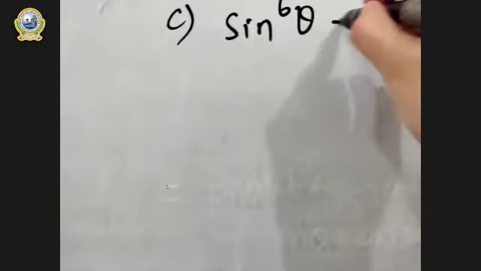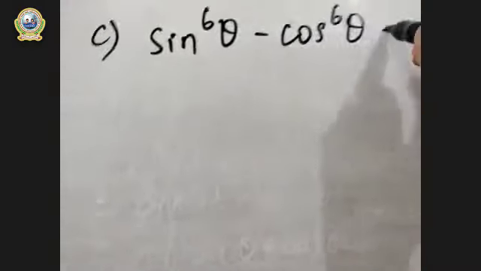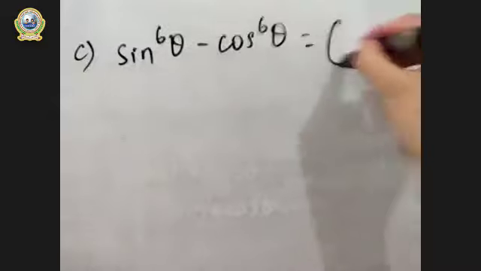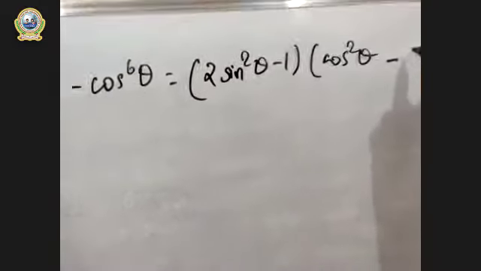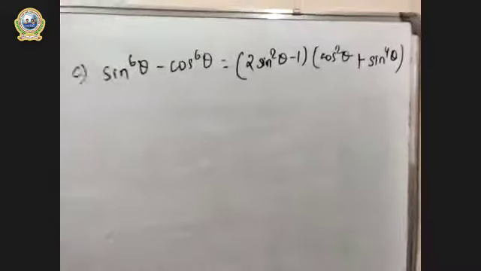It says, write the question, sine 6 theta minus cos 6 theta, it must give 2 sine square theta minus 1 and cos square theta plus sine 4 theta. This is our question. Are you clear?